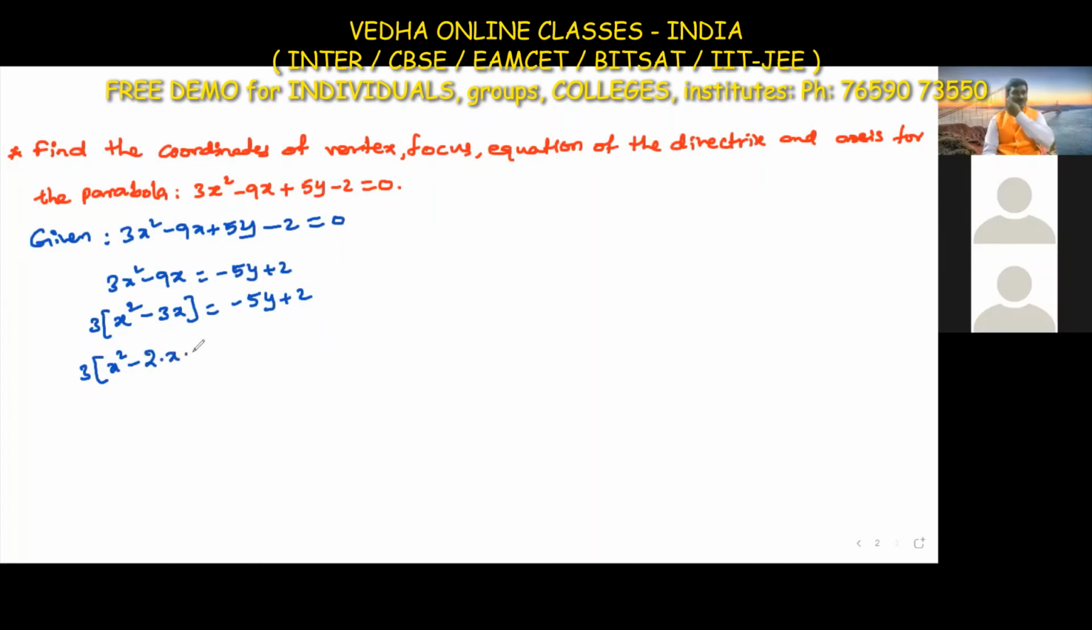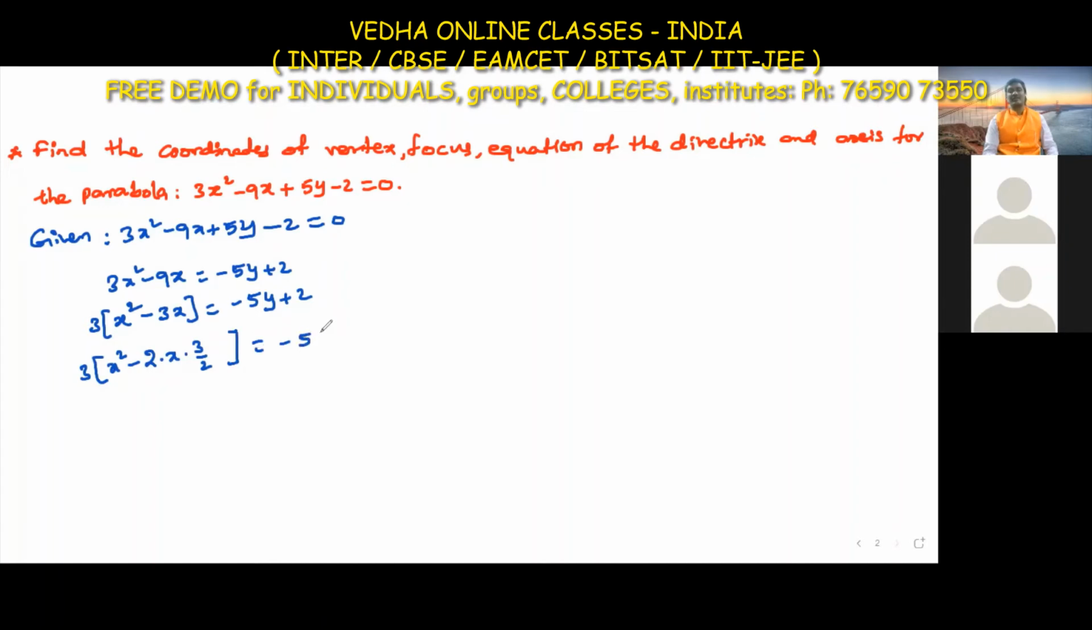A is x only. Whatever the coefficient we have for x, divide by 2 is the b value. Here we have 3, so 3 by 2 is the value of b. In a square minus 2ab, b square is missing here.